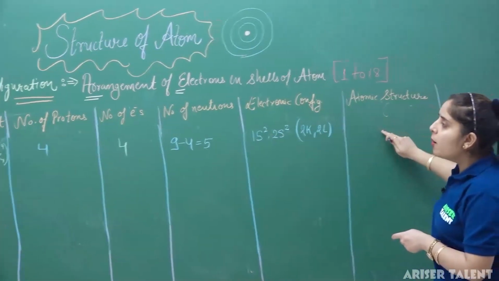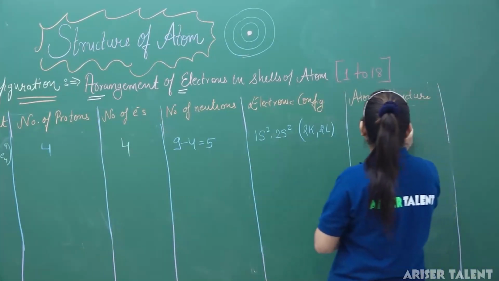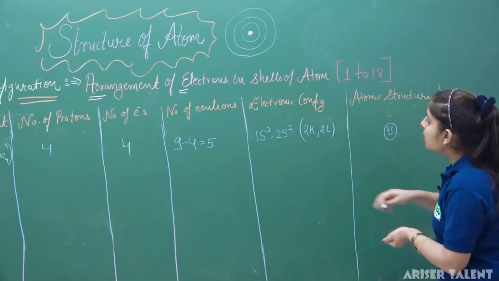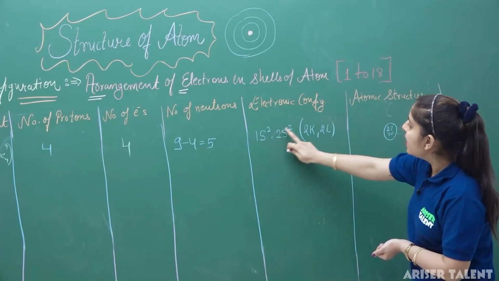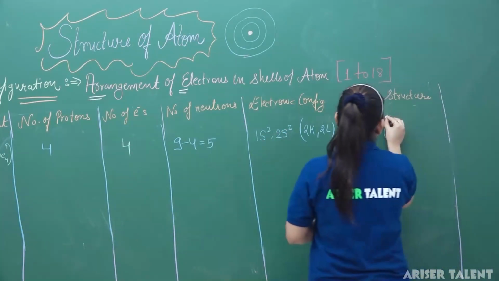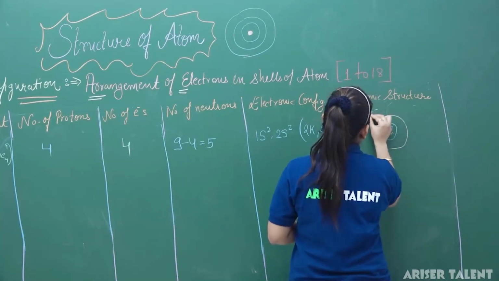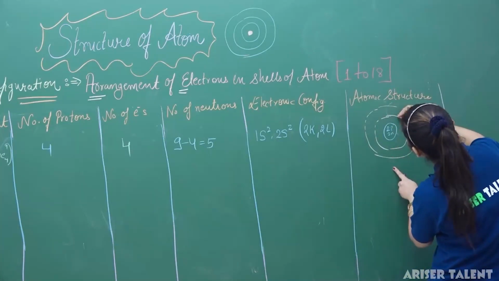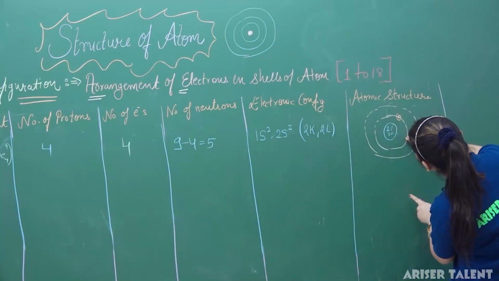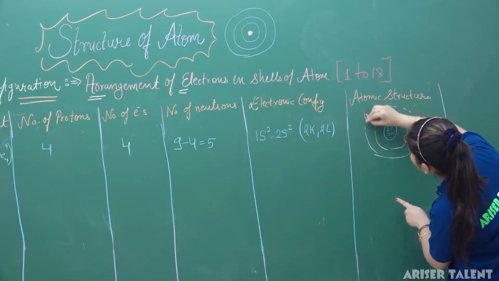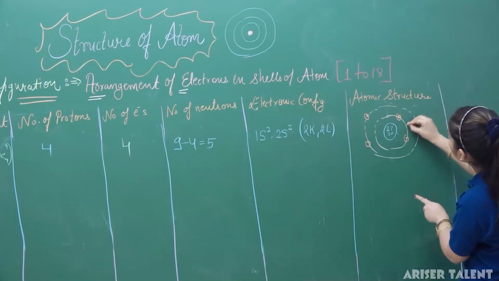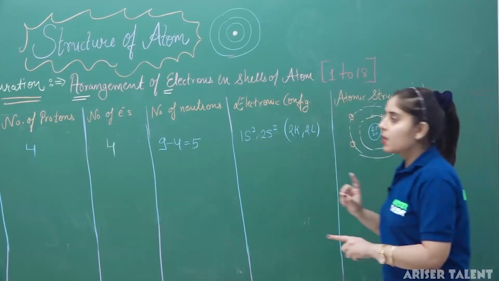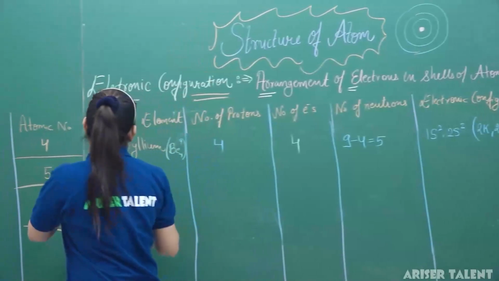Now we will draw the atomic structure for beryllium. We have 4p and 5n at the center. Now we have 2 electrons in the K shell and 2 electrons in the L shell. So here it is our K shell and second it is our L shell. Now we will come to our next element.